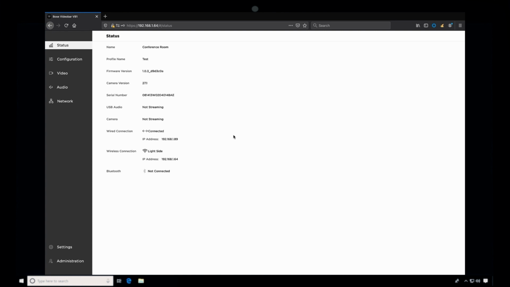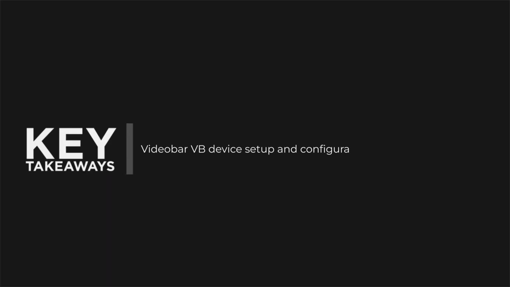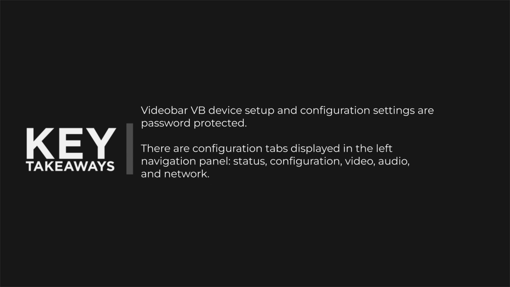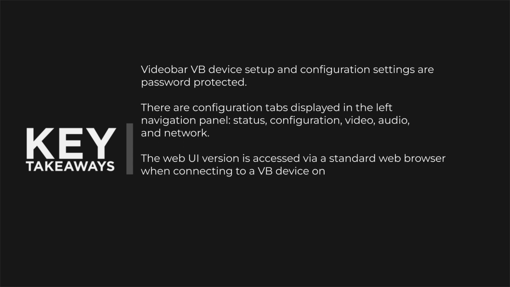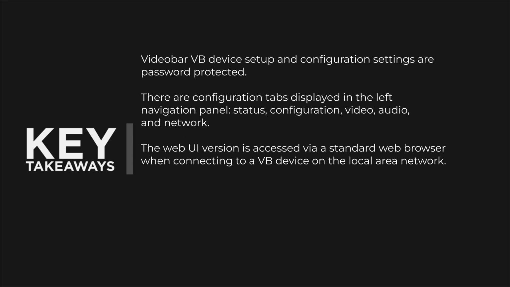Congratulations, we've completed the Videobar configuration overview. Before we end, your key takeaways are: Bose Professional Videobar VB device setup and configuration settings are password protected. There are configuration tabs displayed in the left navigation panel to set a VB device's parameters for your conferencing space. The Web UI version can be accessed via a standard web browser when connecting to a VB device on the network.